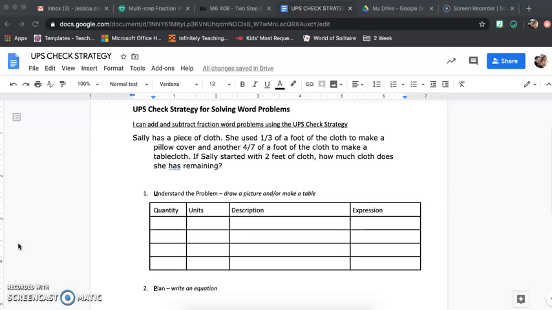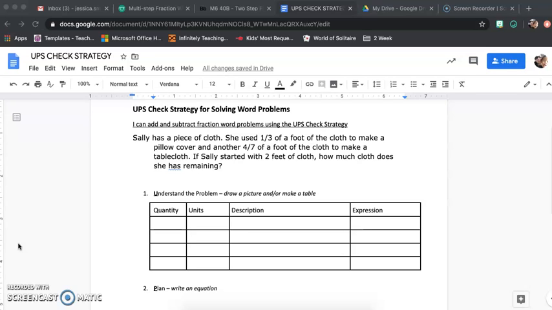So this week I want our focus to be on the word problem aspect. We're actually going to be using the UPS check strategy for the word problems. You've been introduced to this before in class. We've done it all the time, but we haven't really done it with fractions. So we're really going to push it and see how well this helps us with fraction word problems. Today, we're going to focus on adding and subtracting fractions using the UPS check strategy.